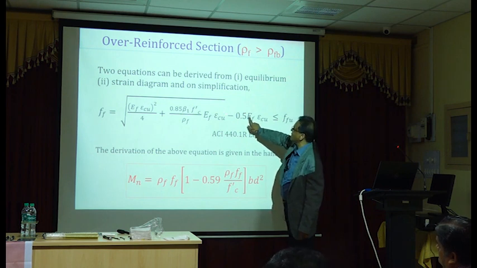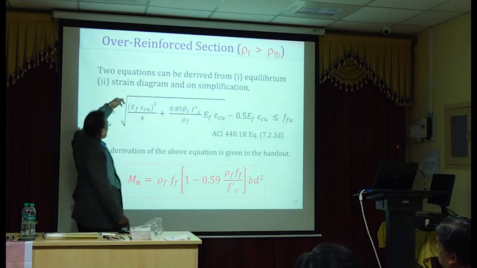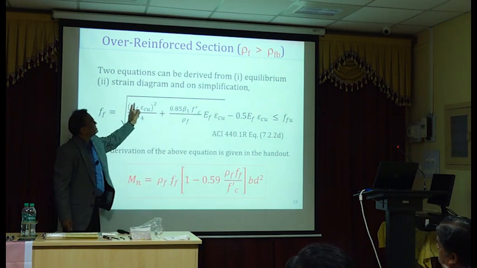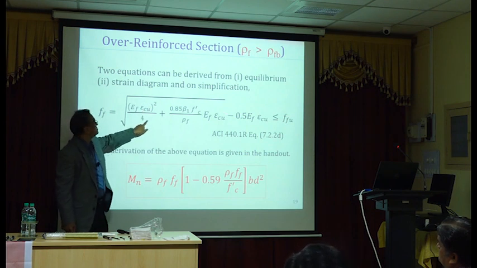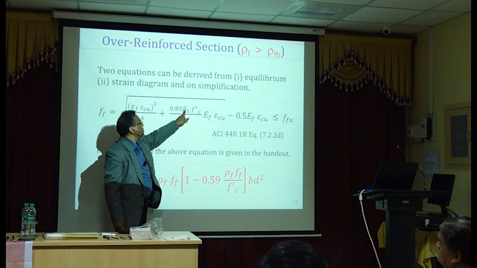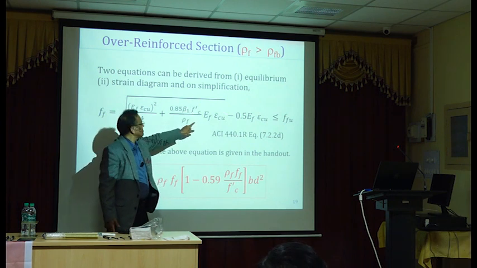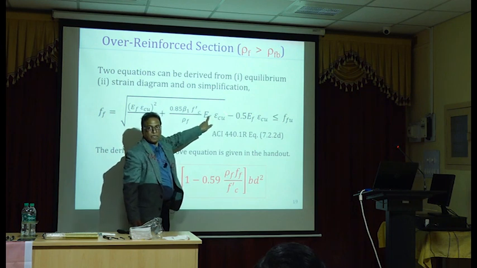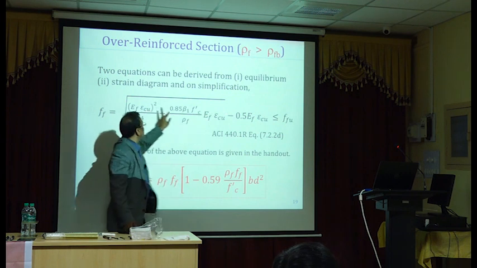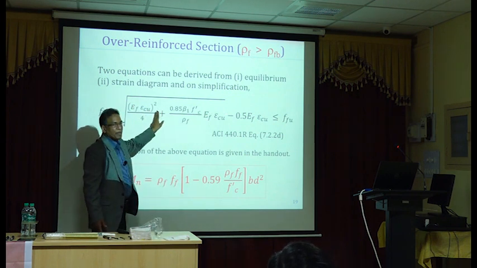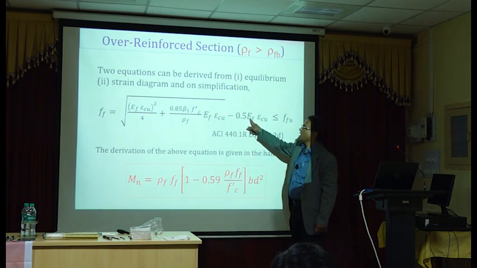EF is here. It's EF, right? Whereas in the square root term, you have EF squared, right? There are no units for epsilon Cu. The next is beta 1, no units. F prime C is in, let's say, MPa. EF is in MPa, so that's MPa squared. Square root of MPa squared will be MPa. And then here it's 0.5 EF in MPa.